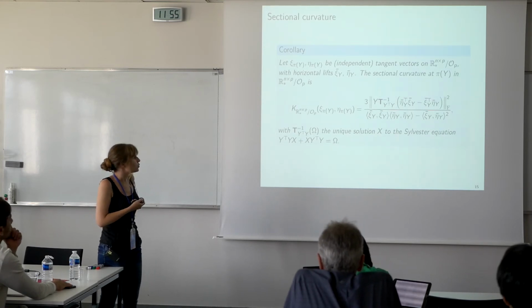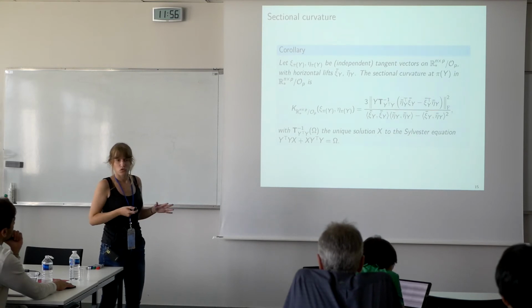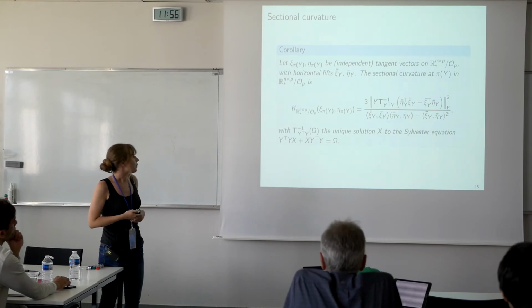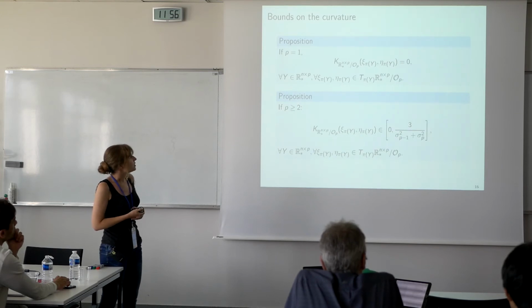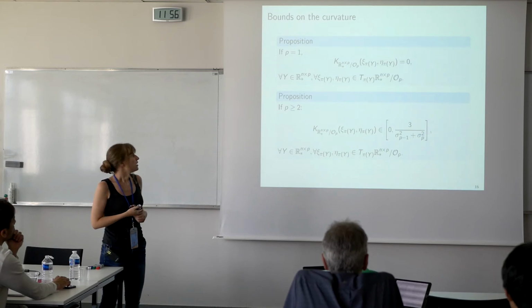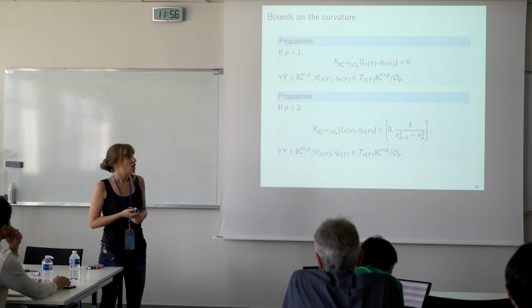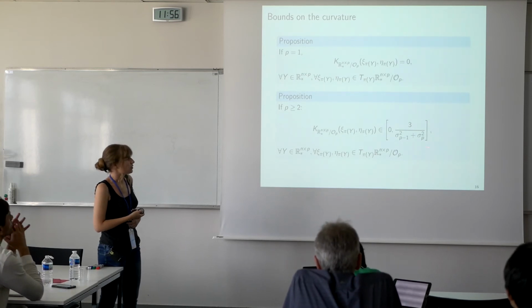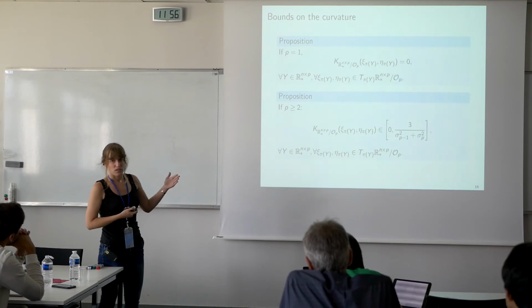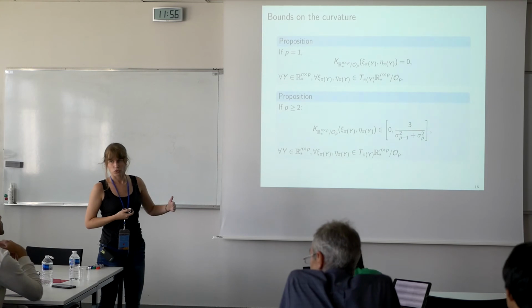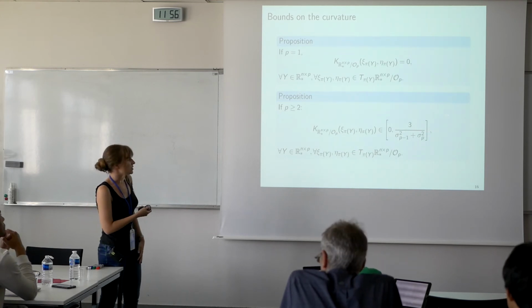Our goal was to compute the curvature to check whether there were some strange things that appear there or whether it's a nice manifold and we can work on it directly. The bound that we obtain is that when p is equal to 1, so when the matrices are rank 1, then the curvature is 0. And if p is larger than or equal to 2, the curvature will lie in this interval. So this is for the sectional curvature: whatever the tangent space that you choose, you will be in this interval.